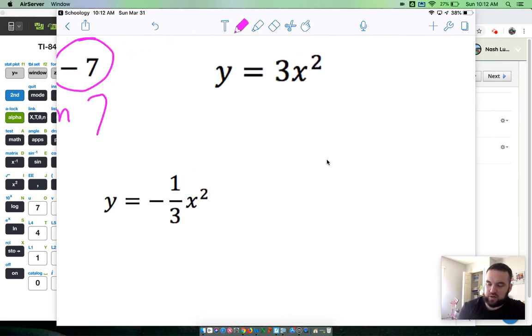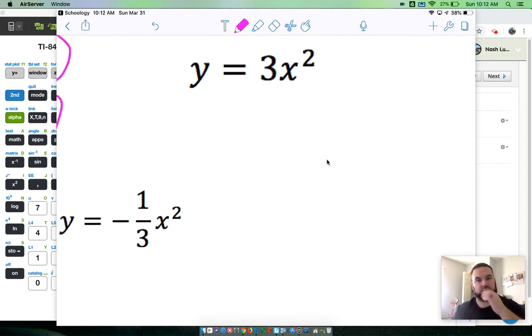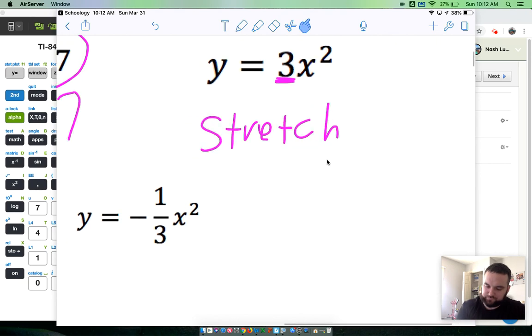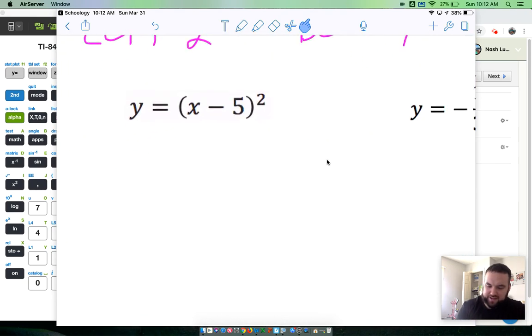3 in front of the x squared. Anytime I'm multiplying, that's a vertical stretch or a compression. Because I'm multiplying by something greater than 1, like in 7.1 when we talked about exponential growth and decay, since this number is bigger than 1, this is a stretch. X minus 5 squared. Again, that's the opposite of what you'd think as far as right and left. So if you see minus 5, that moves to the right 5 units.